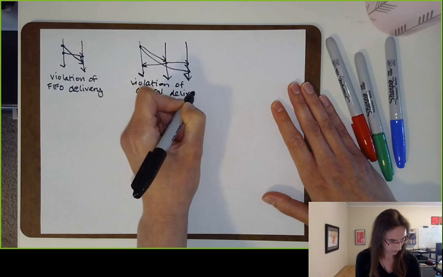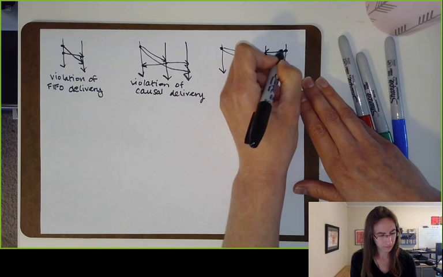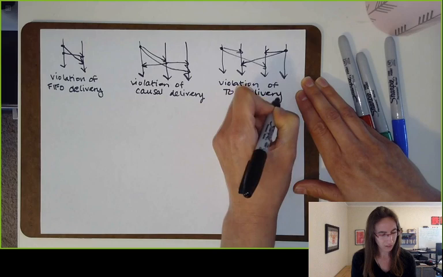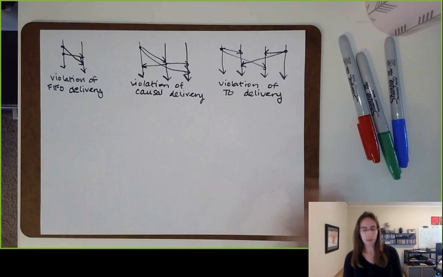And finally, we talked about totally ordered delivery. So here's that. In each case, it's a little bit easier to talk about them by drawing a picture of what doesn't happen under each of these delivery properties. Okay, so, yeah, go ahead.